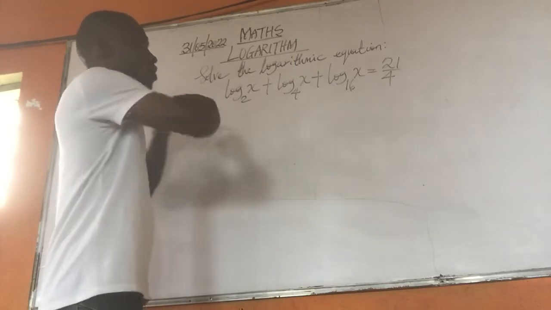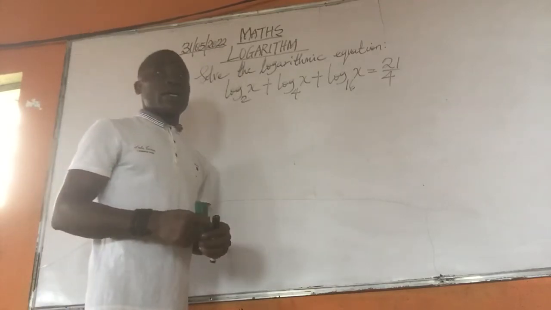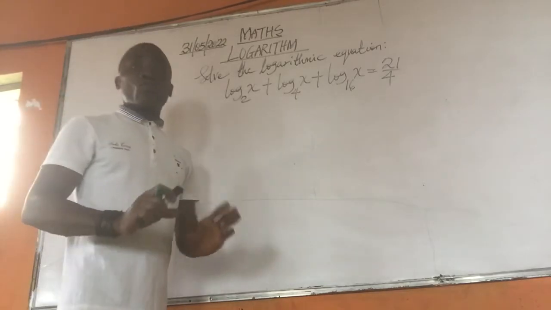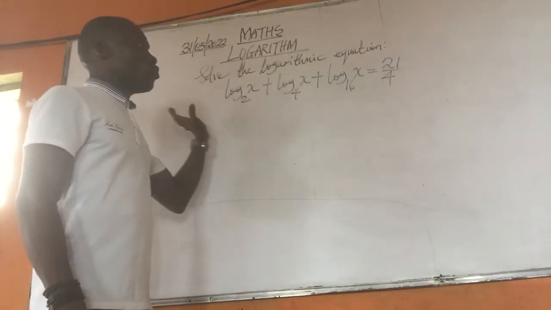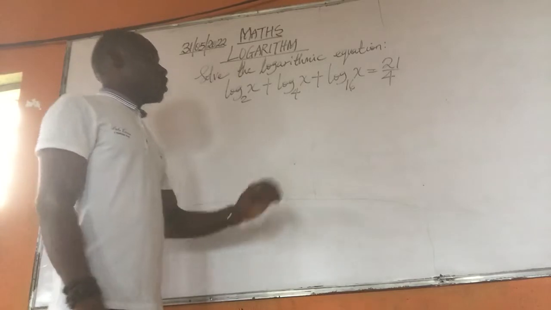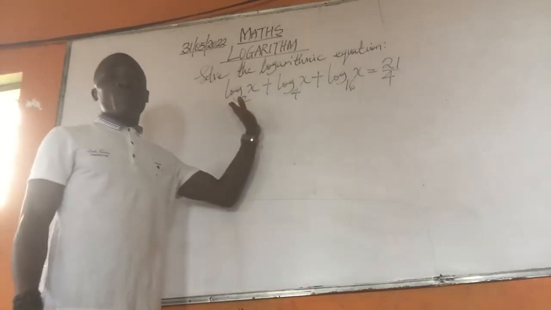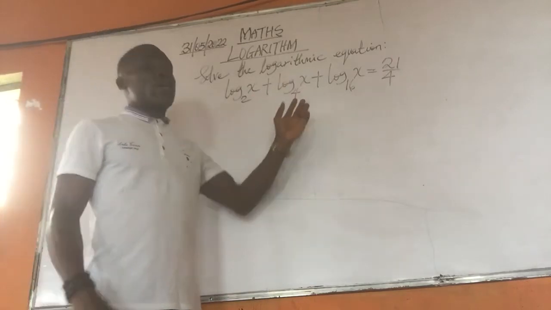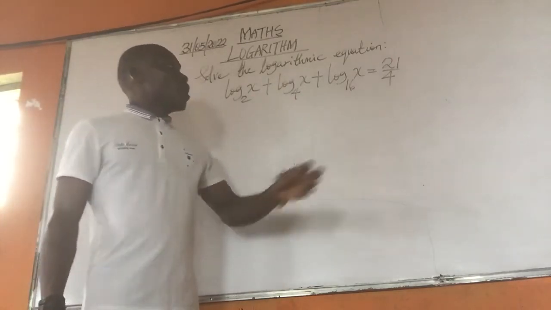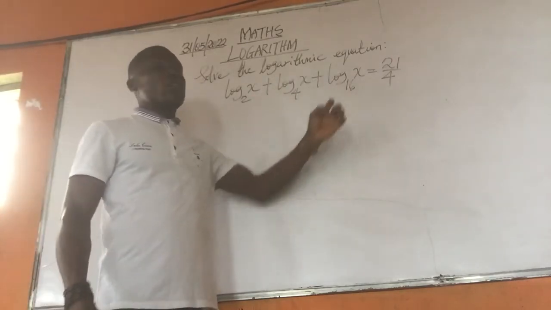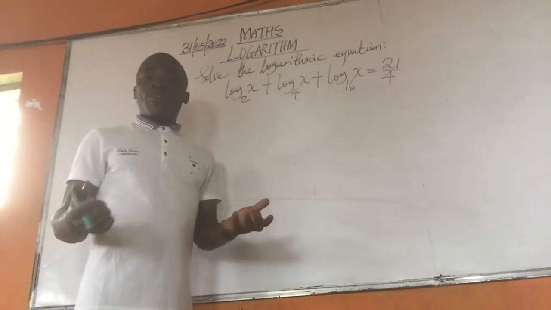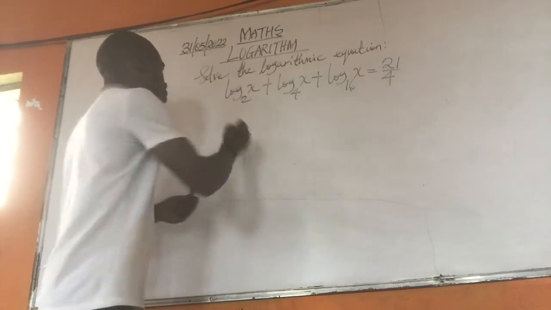Now, for us to solve this kind of equation in logarithm, how do we go about that? Very simple. All we have to do is just to reduce all the logarithms to base 2, which is the lowest base that we have here. That means you are going to reduce your 4 to its lowest base, which is 2. You are going to reduce your 16 to its lowest base, which is also 2. How do we execute this? Very simple. Solution.